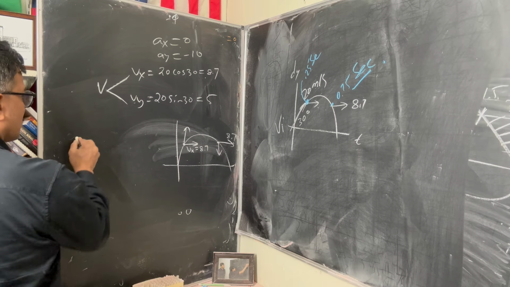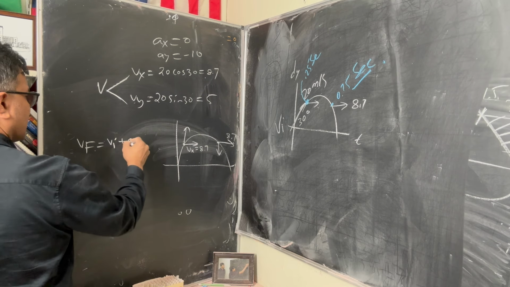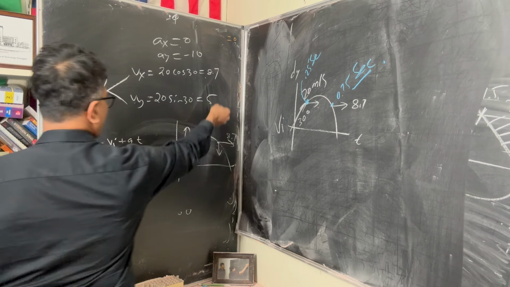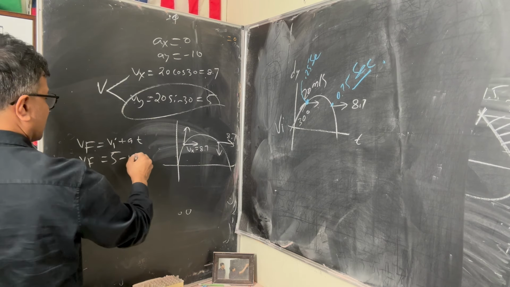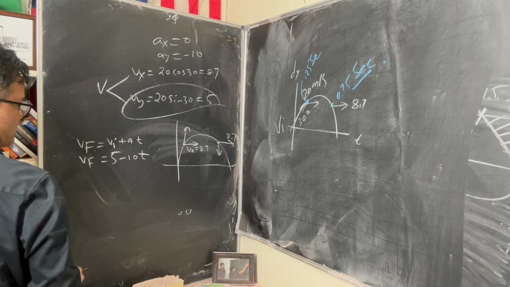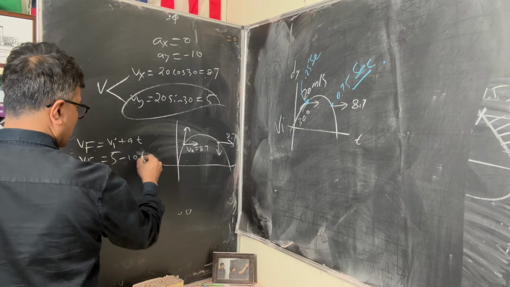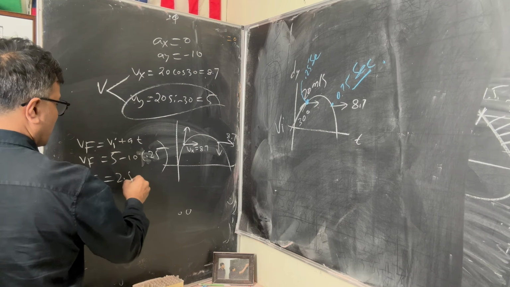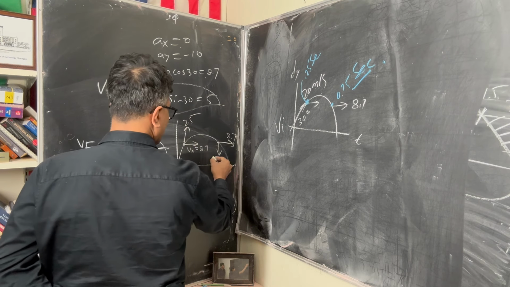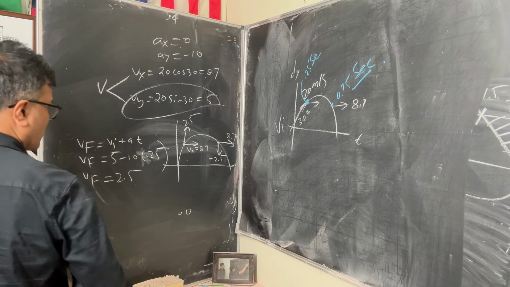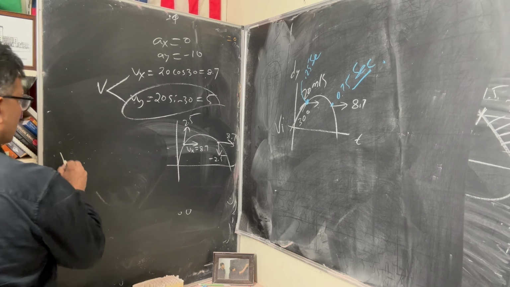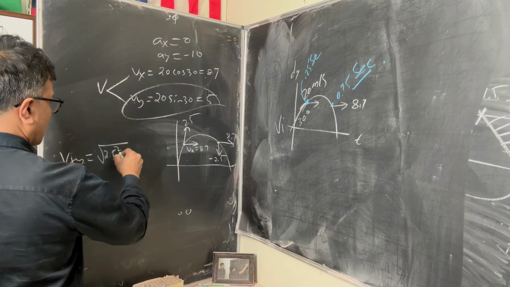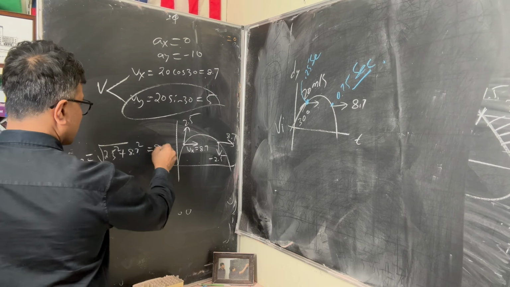So this one is Vf is equal to Vi plus At. Vf is equal to Vi, 5, because the y component always gives you minus 10t, right? T we know, 0.25. Okay, so Vf is equal to 2.5. So if this one is 2.5, this one must be negative 2.5. So we are almost there. We're gonna have to find the speed. Vxy is the square root of what? 2.5 squared plus 8.7 squared, and that is 9.